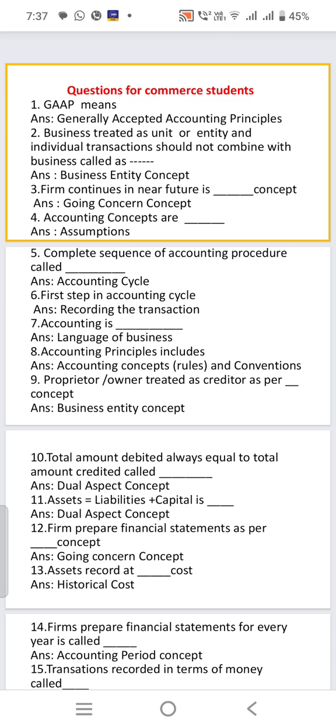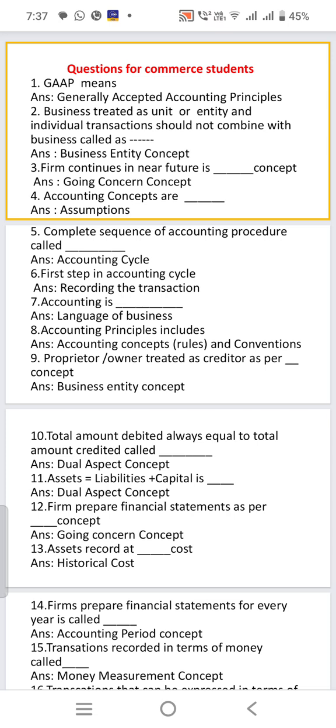Then the fifth question, we have accounting cycle. What is accounting cycle? Accounting cycle is a sequence of accounting procedures. What are the different procedures we have? Our accounting procedure starts from recording of the transactions, journalizing the transactions, ledger preparation, trial balance preparation, then after financial statements preparation. This is called the accounting cycle. Complete sequence of accounting procedures is called the accounting cycle.